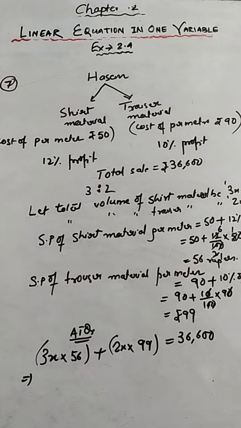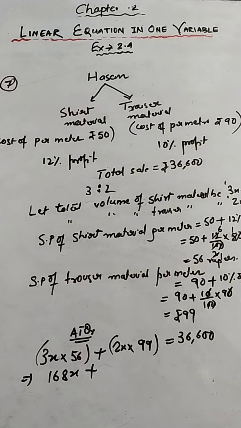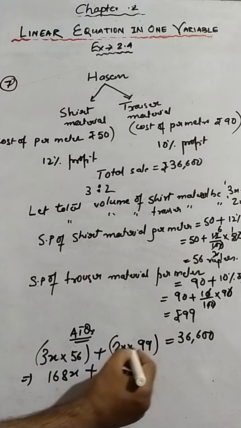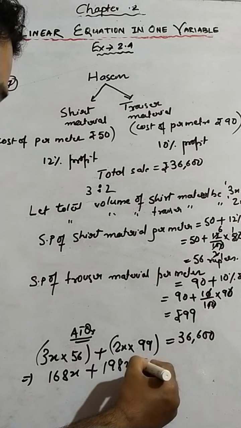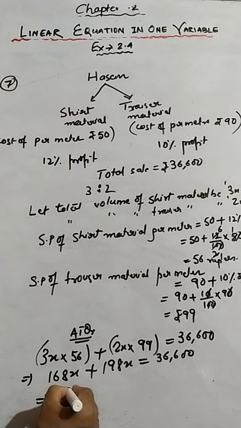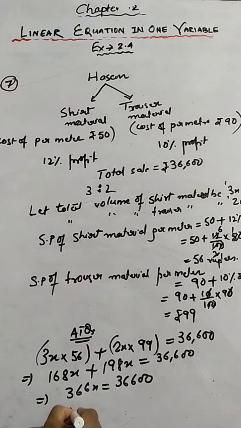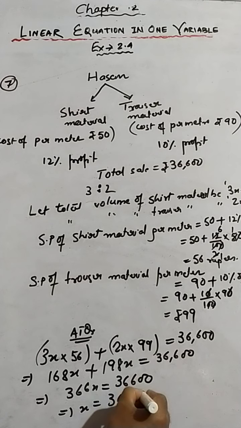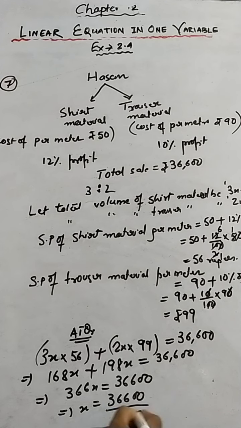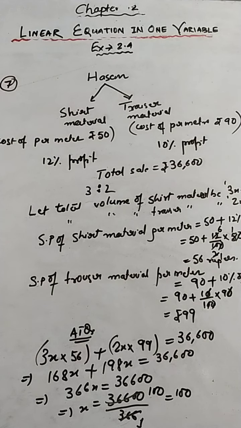Now the answer would be 3x into 56 will give you 168x, and 2x into 99 will give you 198x, I guess. Yes, 198x. Now you have to add it. 168 plus 198 will give you 366. 366x equals 36600. So the value of x would be 36600 by 366. If you reduce it, your answer will be 100. Okay, so the value of x is 100.